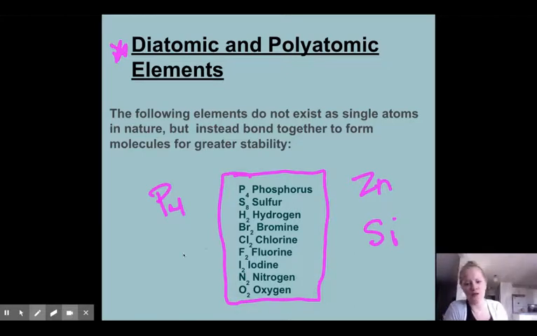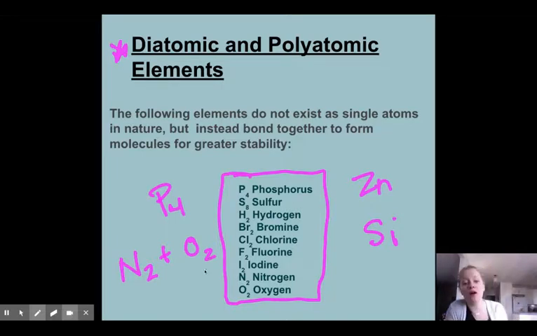But if your word equation said nitrogen reacted with oxygen, you would not get away with just writing nitrogen. You'd actually have to write N2 plus O2. Okay? And then you still get to use the states provided on your periodic table.